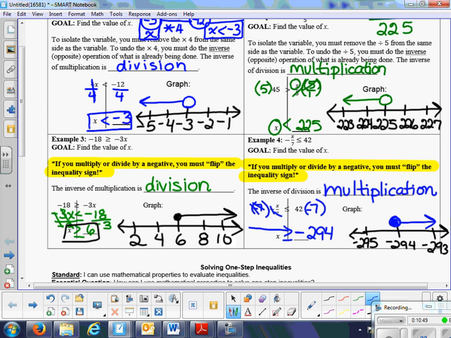So we have now solved all 4 of our examples. Please remember that when you graph, you want the variable to be on the left-hand side. If you had to flip to get the variable on the left, then you also have to flip the inequality sign. Also remember that if you multiply or divide by a negative number, you need to flip the inequality sign as well. There may be times, such as example number 3, where you have to reverse or flip your inequality sign 2 times, because we did it once to get the variable on the left, and then we had to do it a second time because we had divided by a negative number.